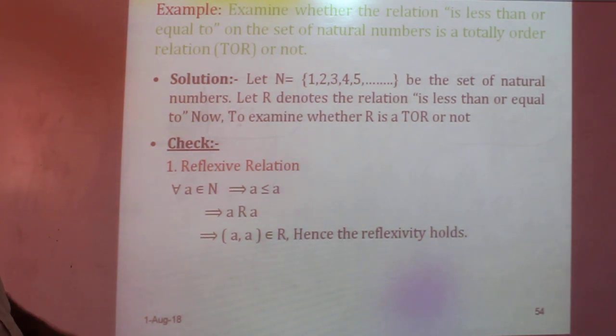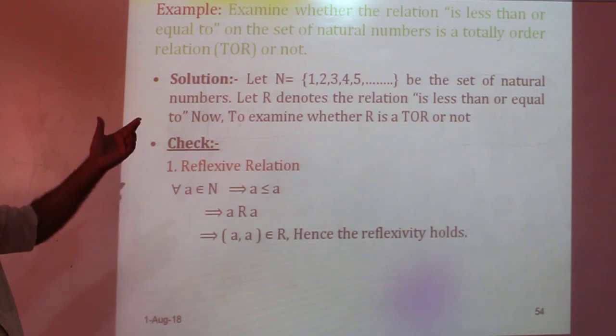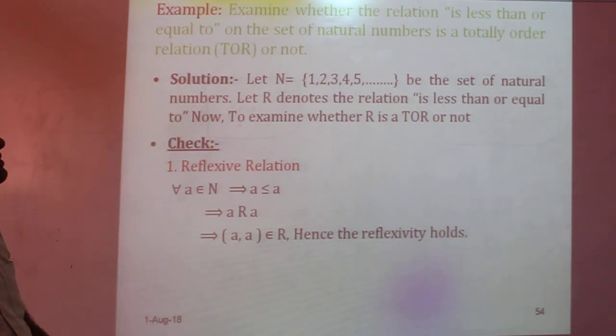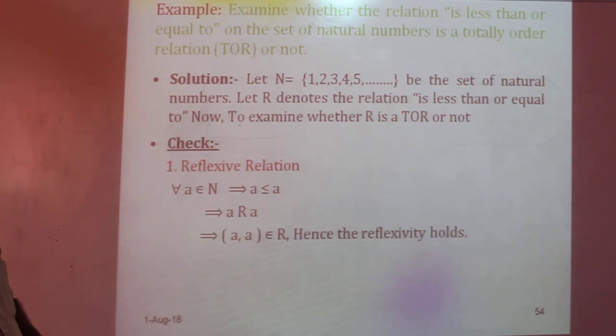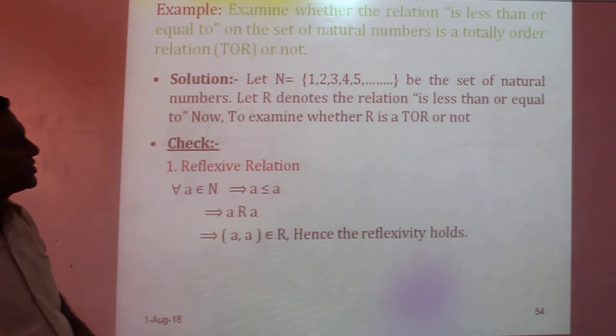Now we will see the example. Let us examine whether the relation less than or equal to on the set of natural numbers is a totally ordered relation (TOR) or not. Let us see the solution.